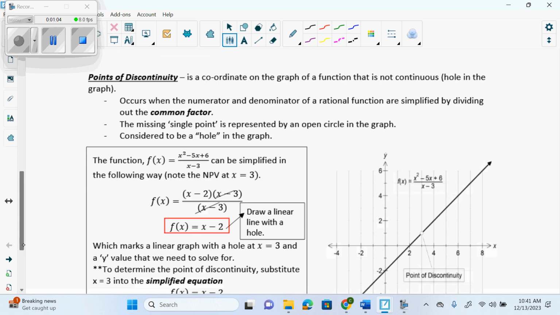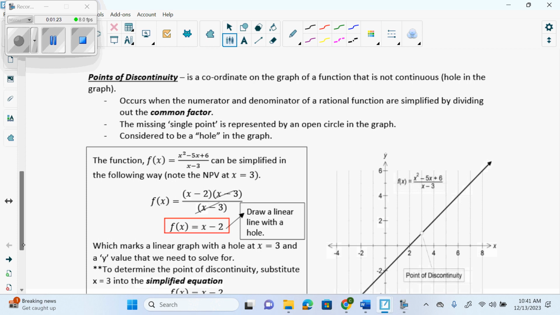Now, what happens if we get factors when we factor that cancel off? So here it says a point of discontinuity is a coordinate on the graph of a function that is not continuous, or a hole in the graph. So this one here has an open hole in the graph at (3, 1). It occurs when the numerator and denominator of a rational function are simplified by dividing out the common factors.